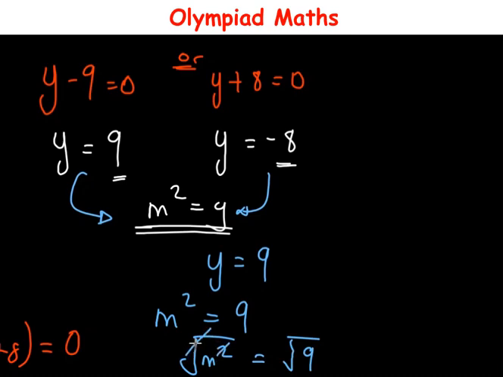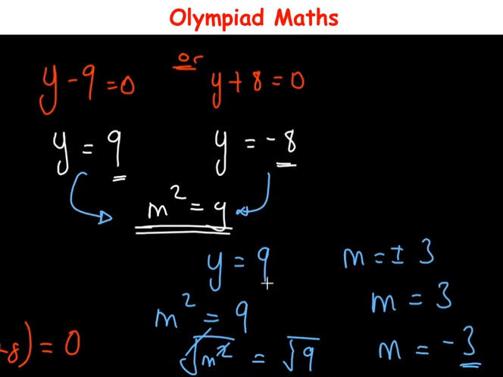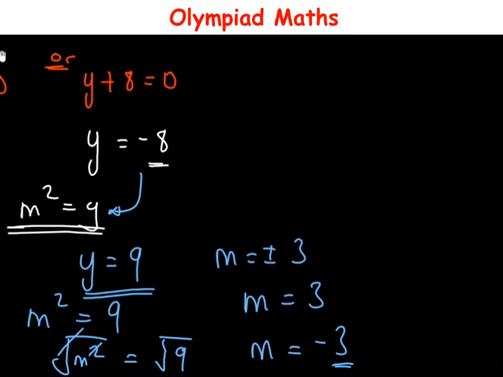Square cancels square root. We have m equals plus or minus root 9, which is 3. So m is equal to plus 3, while m is equal to minus 3 for y equals 9. What of for y equals minus 8? Right here, for y equals minus 8, inputting the value of y into the equation, we have it that m squared is equal to y, which is minus 8.